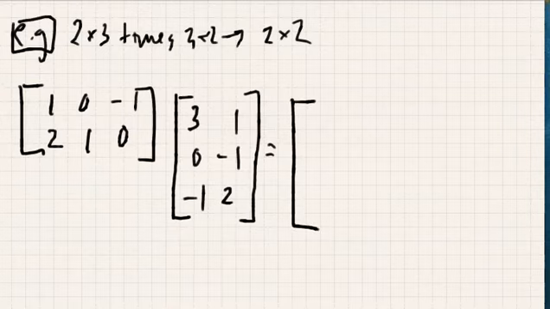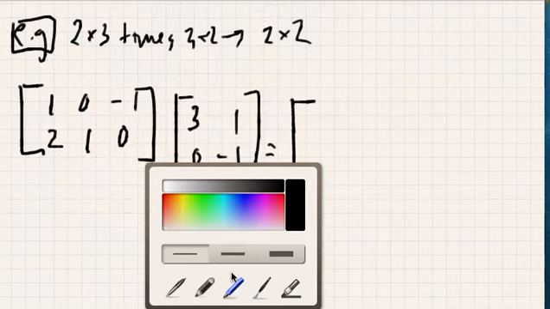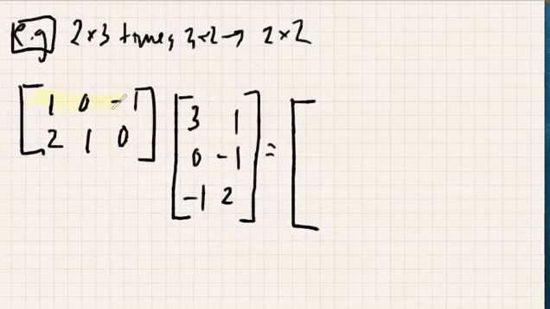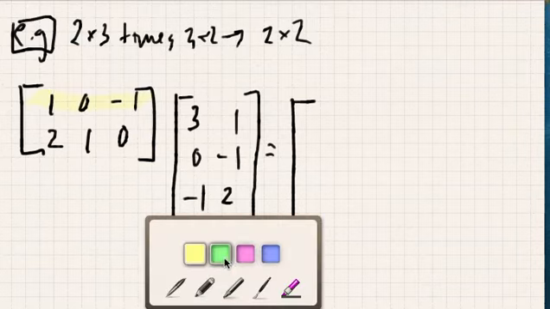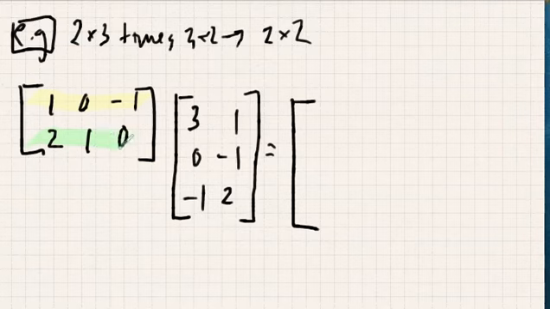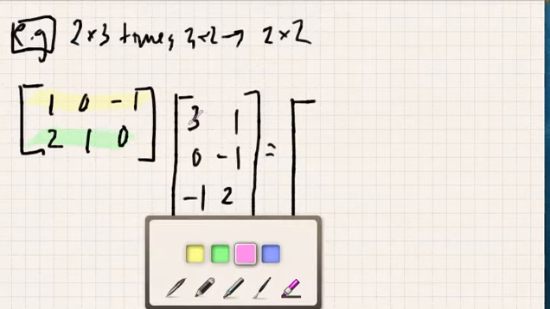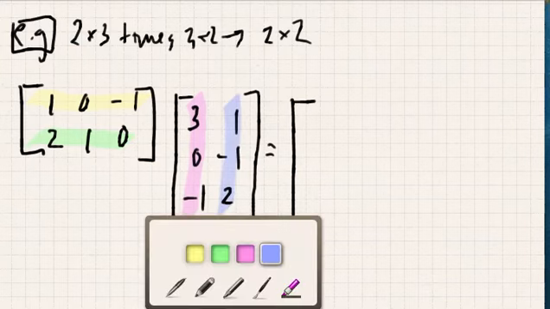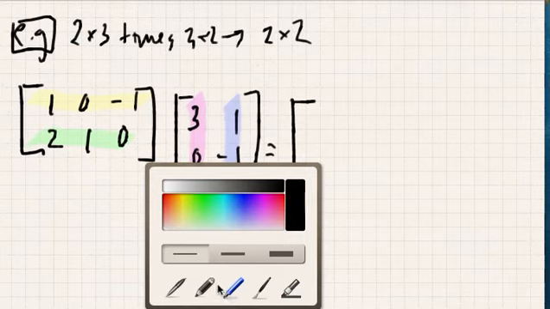Okay. The result is going to be a 2 by 2 matrix, but let me draw it kind of large here. How do I find the result? Well, I'm going to multiply each row of the first matrix by each column of the second matrix. So here's our first row of the first matrix. Here is the second row of the first matrix. Here is the first column of the second matrix. And here is the second column of the second matrix.